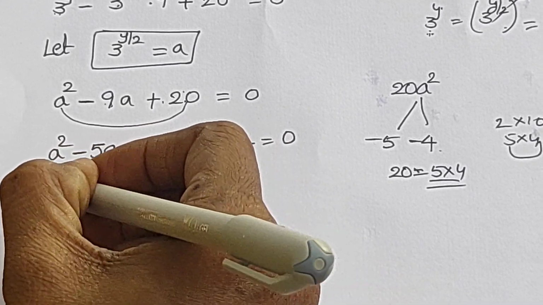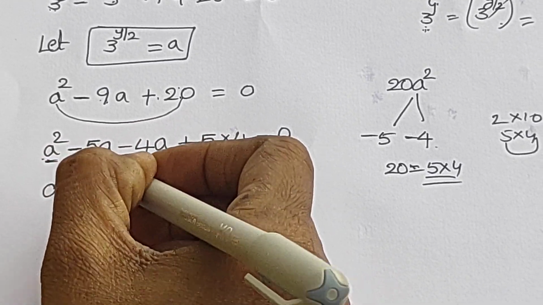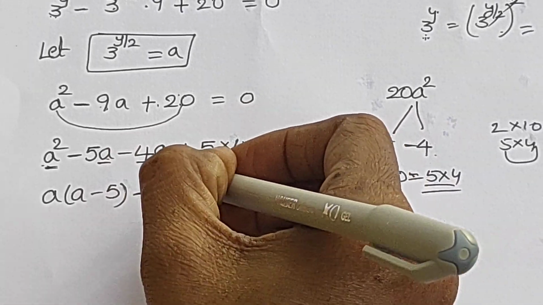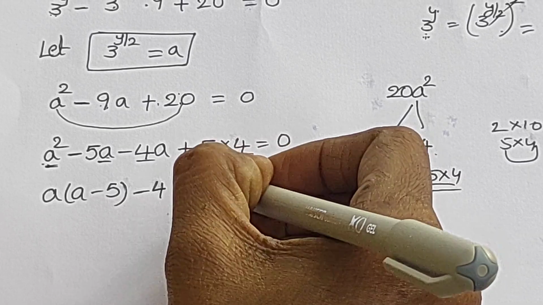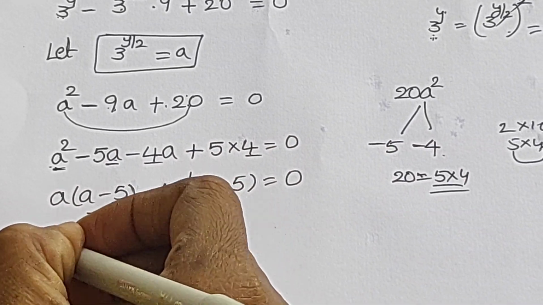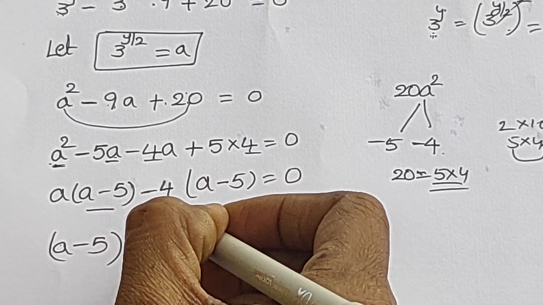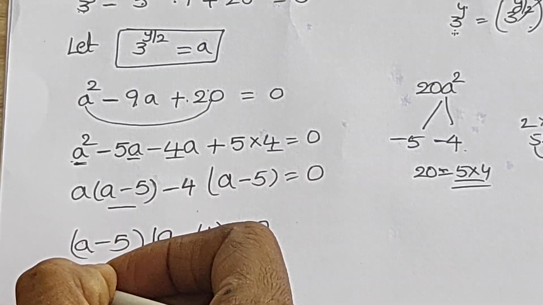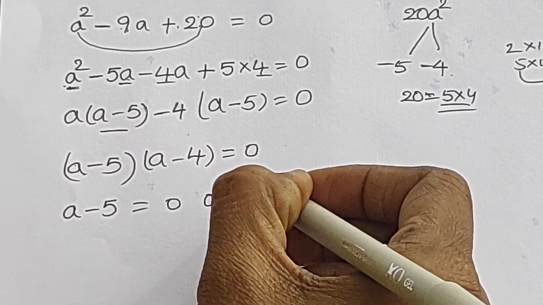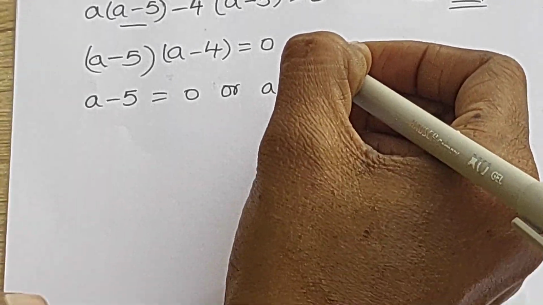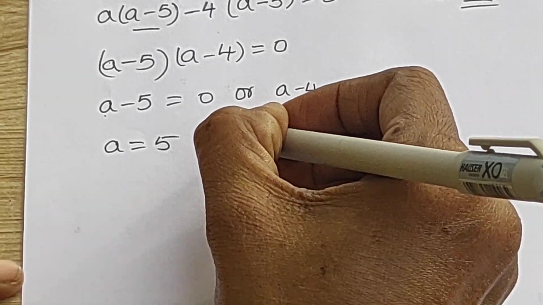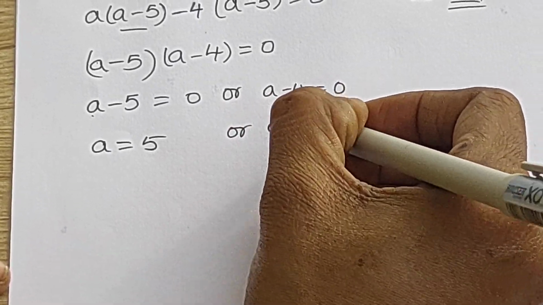A is common, a minus 5. Here minus 4 common, a minus 5. A minus 5 common, a minus 4 equal 0. So a minus 5 equal to 0 or a minus 4 equal to 0. A equal to 5 or a equal to 4.